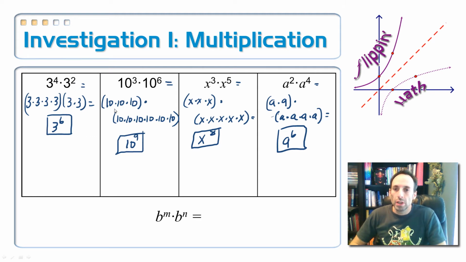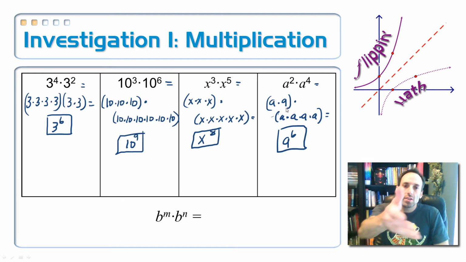Okay, same thing on the next one. I have 3 factors of 10 multiplied times 6 factors of 10, and if I count up all of my factors of 10, I get 9 of them. What could we have done with the original problem to get that? Well, if I add up my exponents, 3 plus 6, I could have gotten it. Same thing with the next one. 3 factors of x times 5 factors of x. Add them all up, I get 8 factors. So x to the 8th, I could have just added up the exponents. Again, I see the same thing playing out with a to the second power times a to the 4th power. 2 plus 4 is 6. That's exactly what my exponent turns out to be.